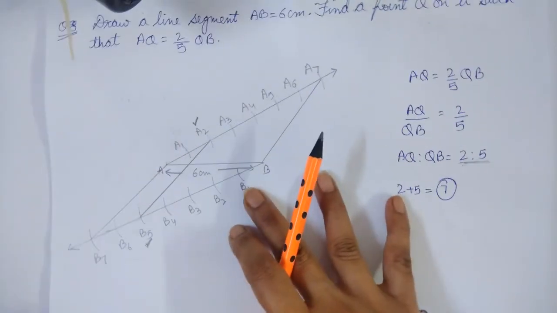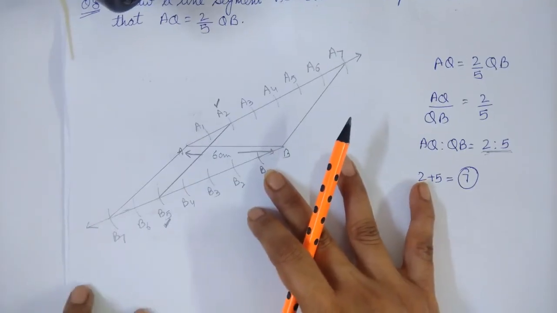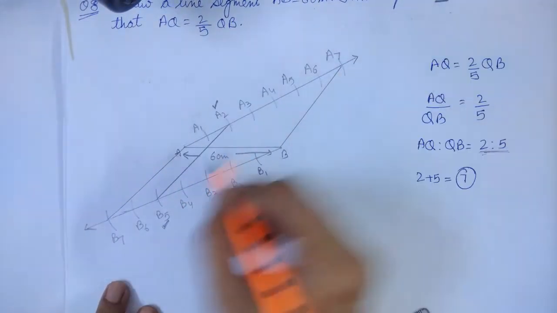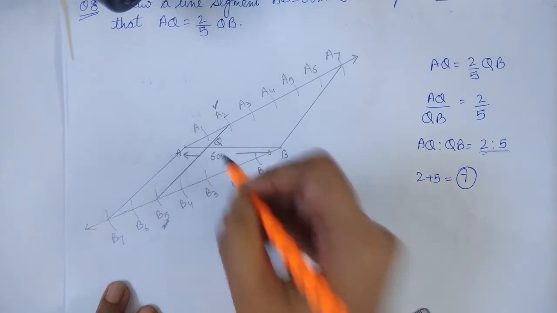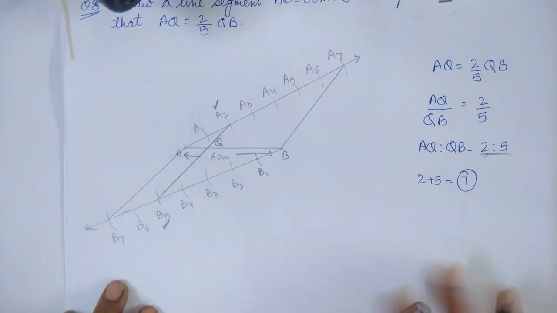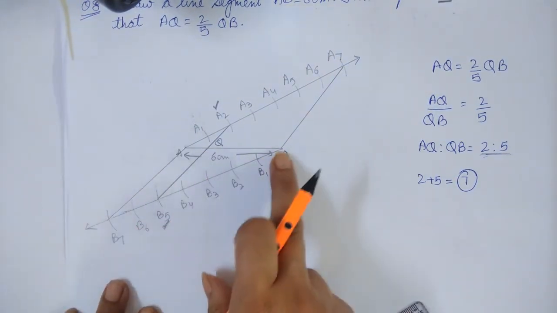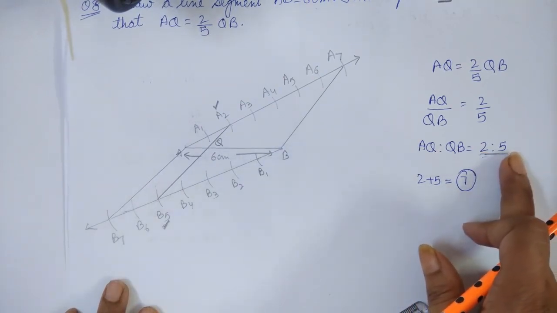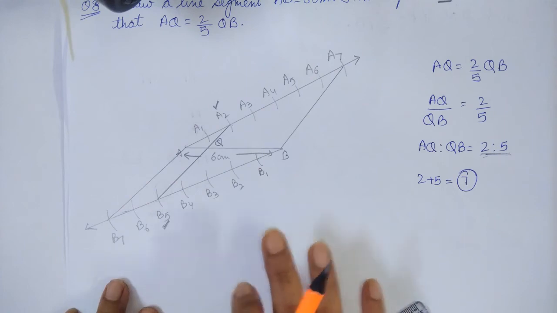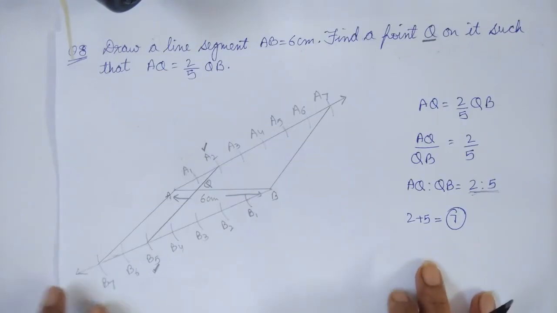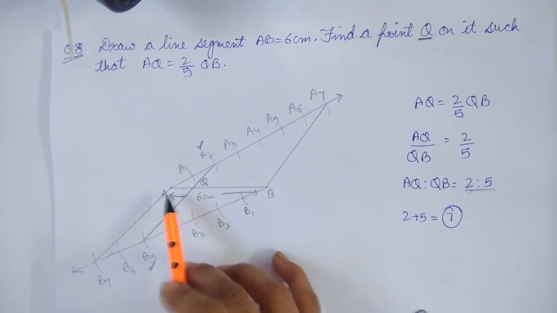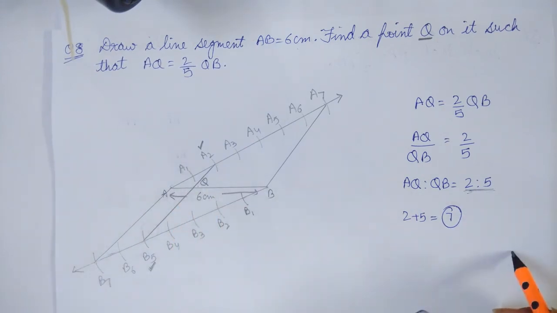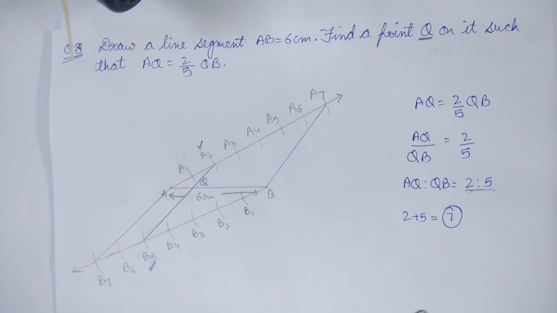So here you will get this point, here it is written Q. So this point you will get as Q. So AQ ratio QB is coming as 2:5. If in the exam they ask to find the measurement of AQ and QB, then you will find out the measurement.